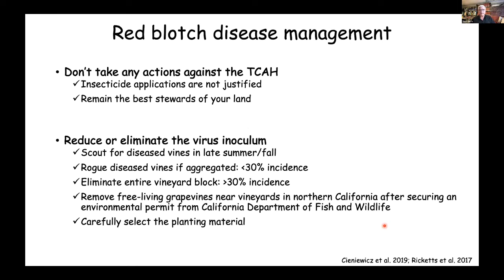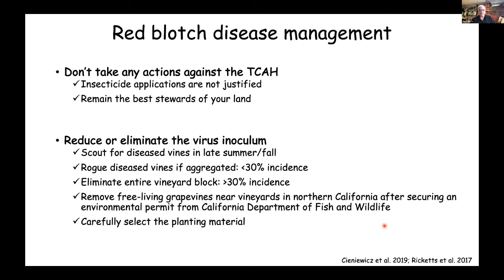Put your emphasis on the virus inoculum, on the diseased vines. Remove these diseased vines if you document spread. If unfortunately you deal with an aggregated area that will speed up the rate of spread to a 20% annual increase, and if you're inclined to do so, contact your California Department of Fish and Wildlife, get a permit, and if you worry about free-living vines nearby because they serve as a source of inoculum that will come to your vineyards, try to remove these free-living vines.